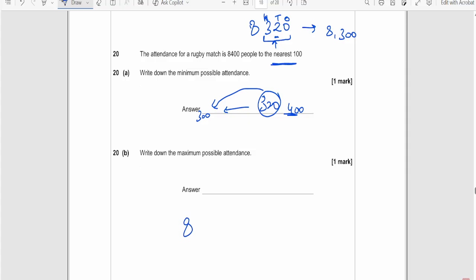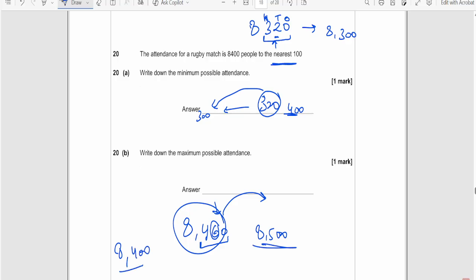If you have a number like 8,460, you will check this digit. If this digit is greater than or equal to 5, then you round it up. Up means what comes after 400. So this number will become 8,500 because it comes between 400 and 500, but it is closest to 8,500.